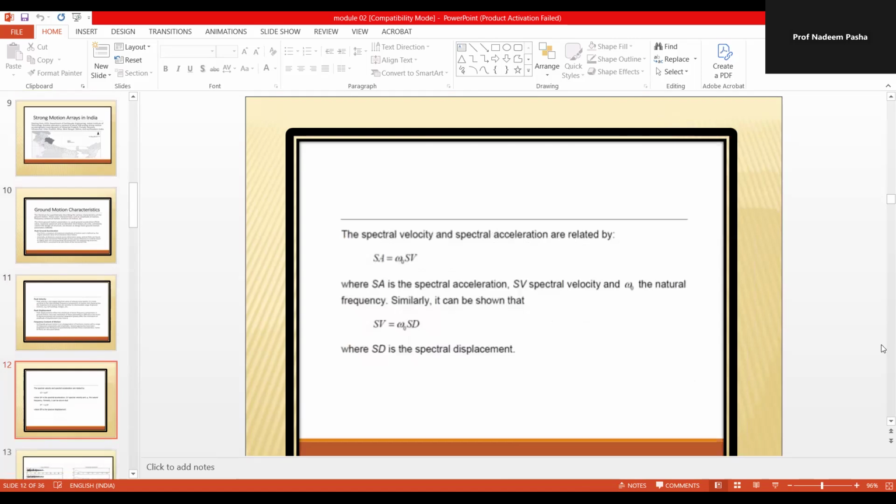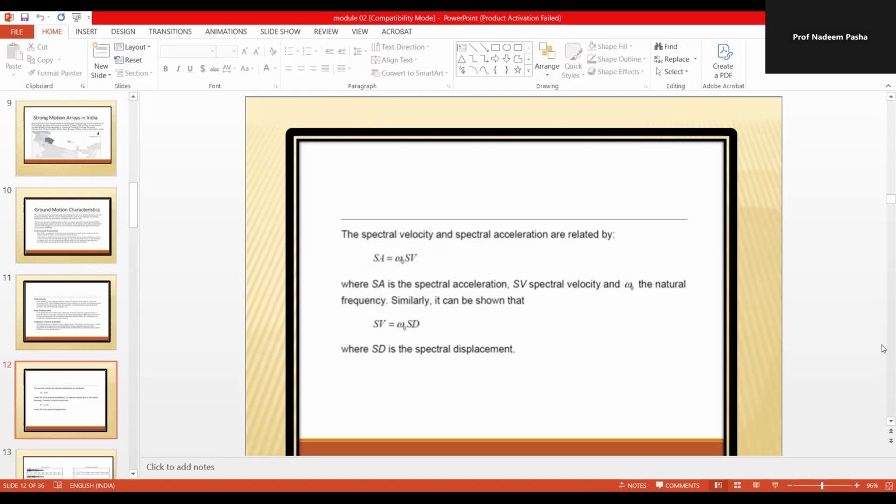The spectral velocity and acceleration are related by SA equals omega naught into SV, where SA is the spectral acceleration, SV is the spectral velocity, and omega naught is the natural frequency. Similarly, SV is equal to omega naught into SD, where SD is the spectral displacement. This relation is very helpful for solving problems, the relation between spectral velocity, spectral acceleration and spectral displacement. In the first case, we are interested in formulating a relation between velocity and acceleration.